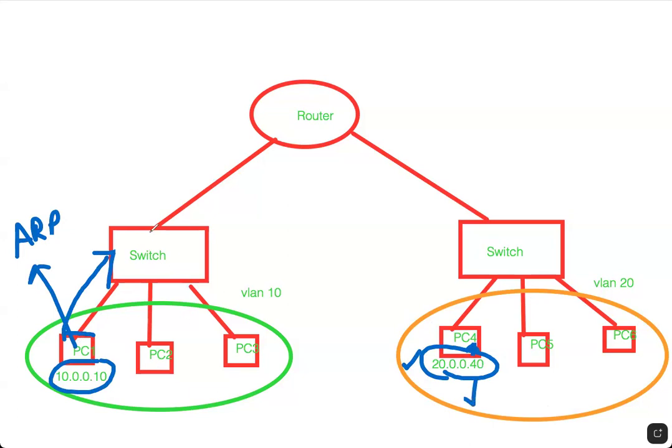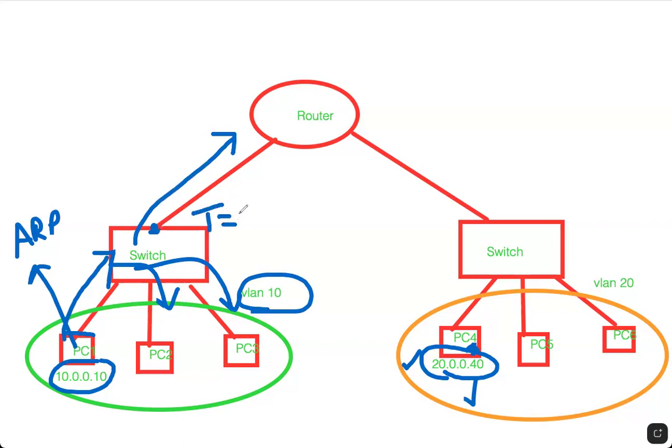So the switch will get it. Now the switch will try to broadcast to all the ports where VLAN 10 is configured, right? So that frame will go to PC2, PC3, and it will also try to send it over the uplink because we configured this as a trunk port and we allow VLAN 10 here. So now that frame goes all the way to the router.